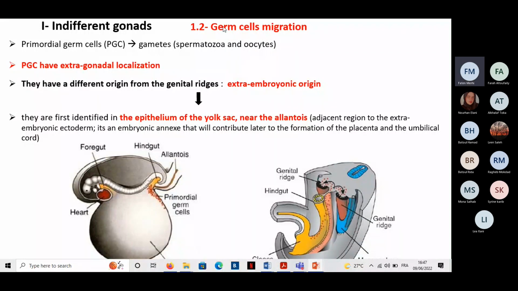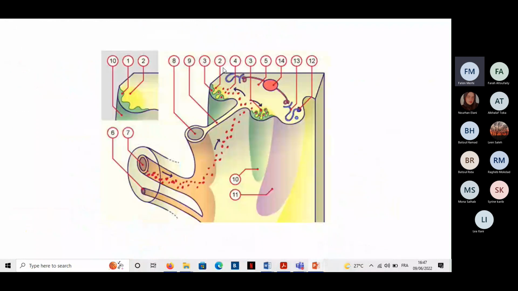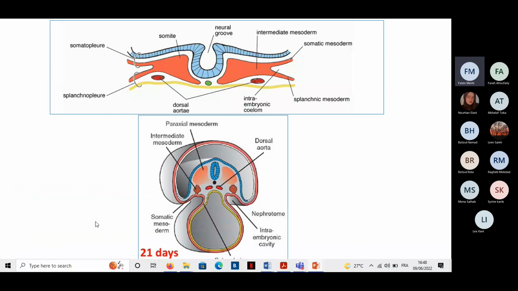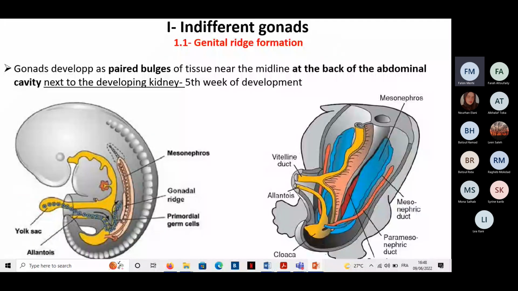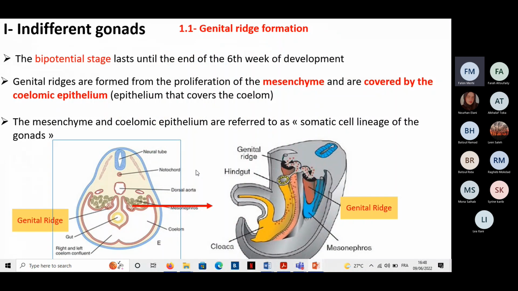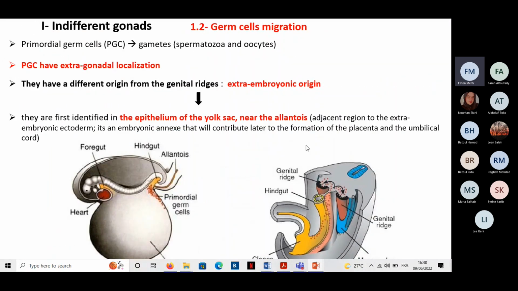Now, we said that during the indifferent gonads formation, the first step is the genital ridge formation, and the second step is the germ cell migration. So we talked about the genital ridge formation. Now we will see how the germ cells will appear and will migrate to those indifferent gonads.